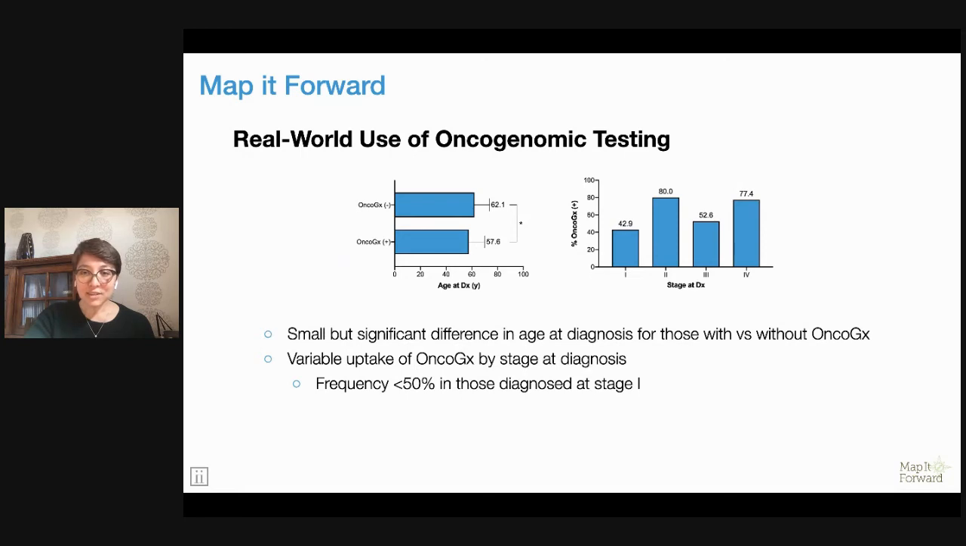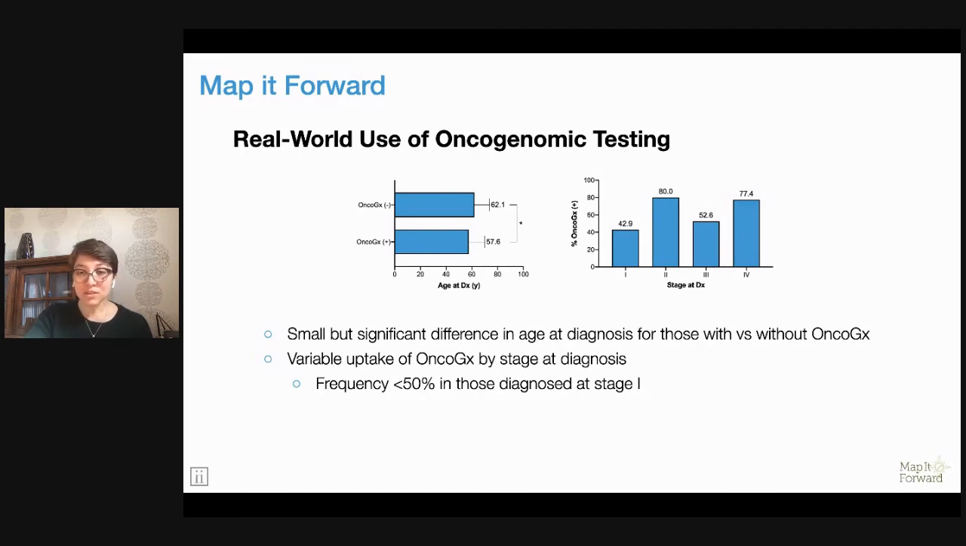We also wanted to see if we could identify any factors that contributed to uptake of oncogenomic testing. And so the first graph here is looking at age at diagnosis, and the first bar is individuals who did not receive any oncogenomic testing, and the second one is those who did. And we see a very small but significant difference in age at diagnosis, where those individuals who received testing were diagnosed at a younger age than those who were not.